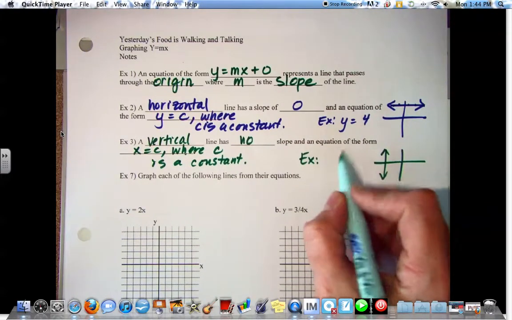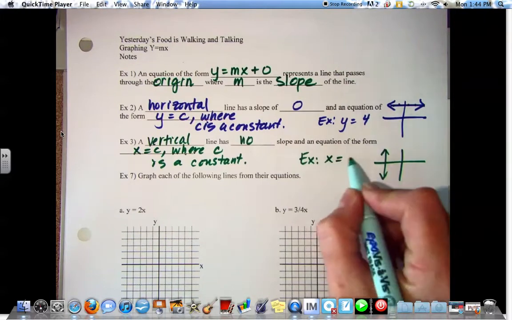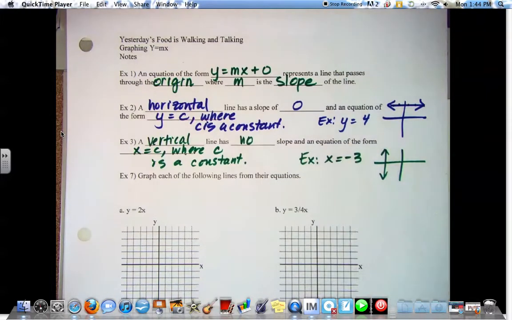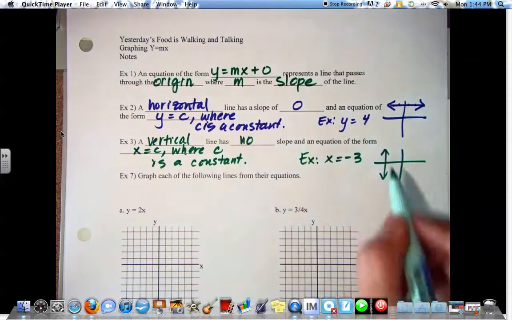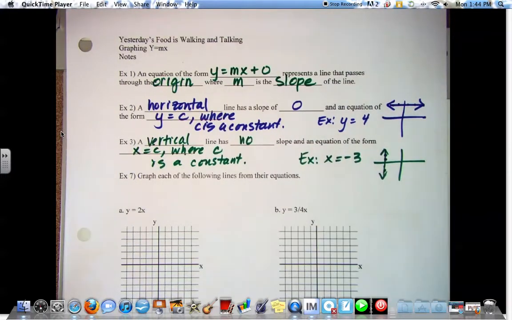So, this equation would be x equals something like -3. It's -3 here, it's -3 here, it's -3 here, it's -3 here. And it's going through the x-axis.